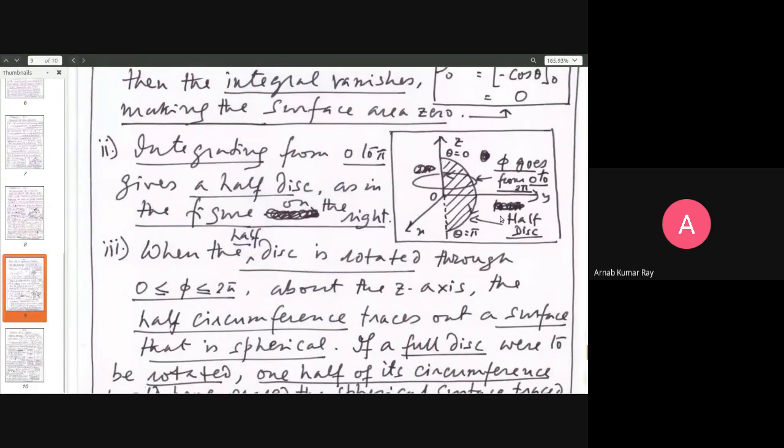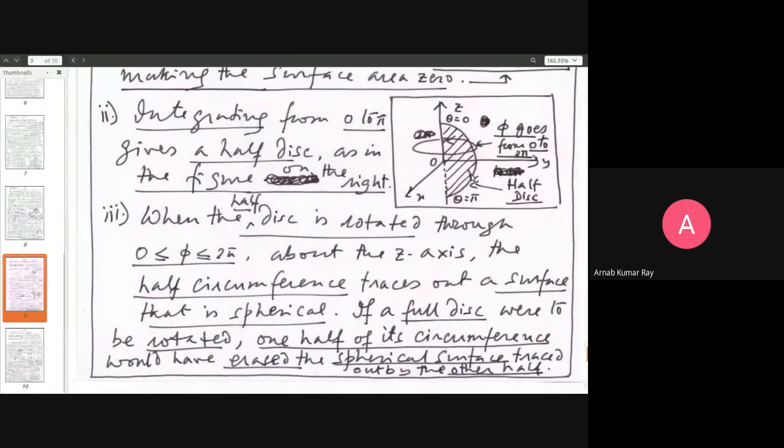This is a half disk door, and you're sweeping it over. It's just like a half disk revolving door, right? Like you see in shopping malls or hotels, wherever. So the half disk is rotated through 0 to 2 pi about the z-axis, hinged about this z-axis like a door. The half circumference traces out a surface that will be spherical.